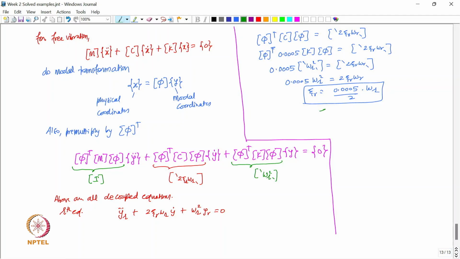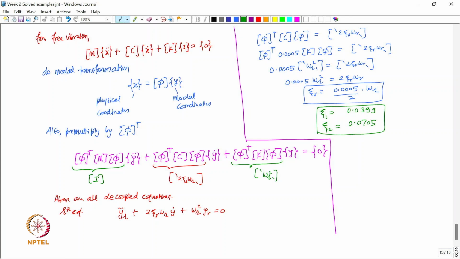So, therefore, zeta 1 would be equal to how much? You would substitute the natural frequency here, the first one, and you would get the result 0.0399, and if you substitute the second natural frequency, you get zeta 2, which is 0.0705. So, this is the solution for the problem.